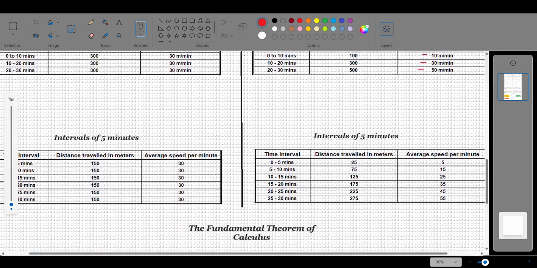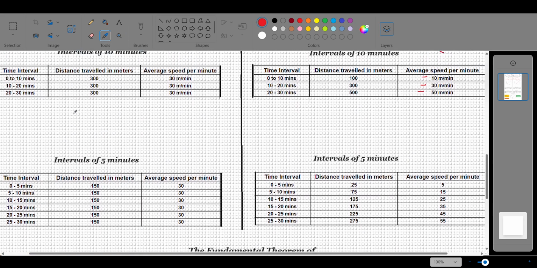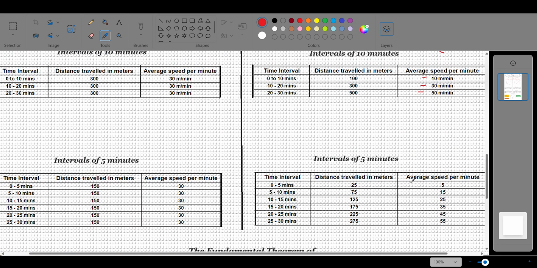So let's decrease it further. This time, we've decreased it to 5-minute intervals. And you'll notice that student 2's average speed is slowly indicating exactly the way he did walk to school. So in the first 5 minutes, it's 5 meters per minute. Next 5 minutes, it's 15, and then 25, then 35. So you can see the slow increase in the speed.